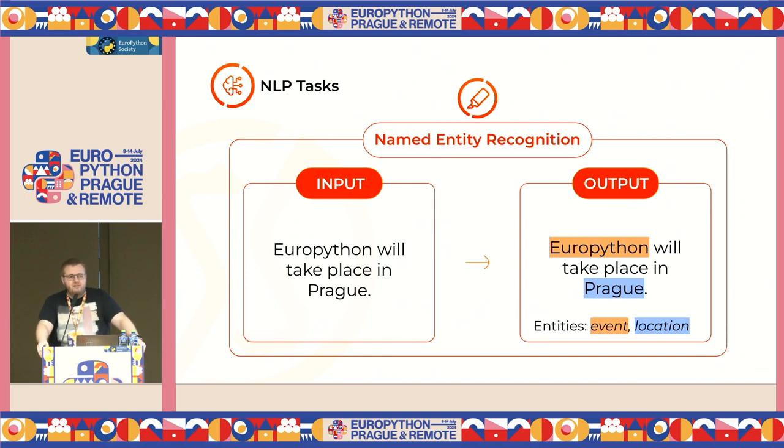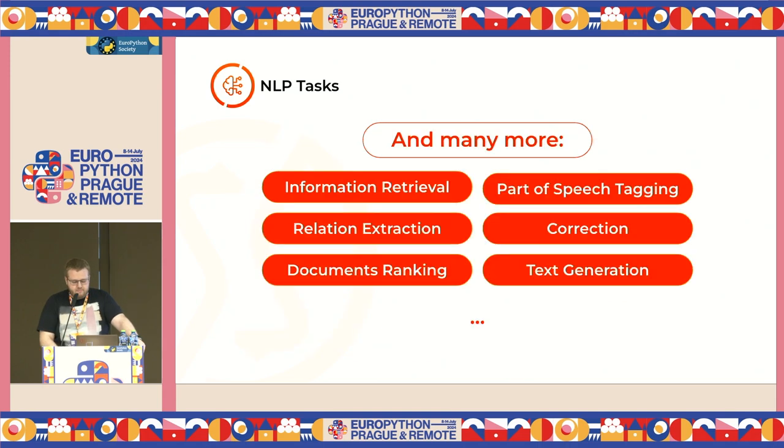And the final example I'm going to give for now is the named entity recognition task, where the goal is to find and classify all of the key concepts in the text. For example, here we have the sentence, EuroPython will take place in Prague, and we can determine that EuroPython is an event and Prague is the location. And obviously there are many more tasks, and this list is far from being exhaustive. We could probably spend the entire presentation just enumerating all of those tasks, but it would be a bit boring, so let's talk about something else, namely how large language models can be used here.